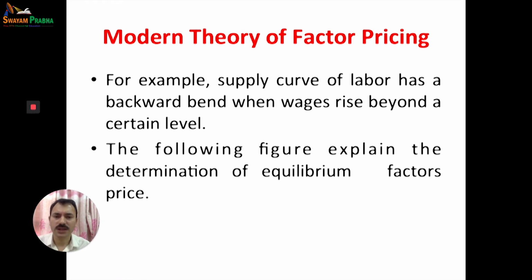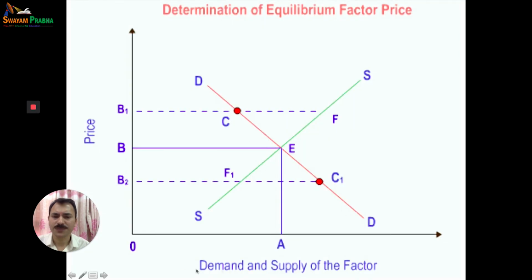The following figure can explain the equilibrium of factor production. The modern theory is very simple. We have the demand and supply prices. We know that this is the supply curve, the supply of labor, and this is the demand for labor. The point where demand for labor intersects the supply of labor is the point of equilibrium, and here wages will be fixed.